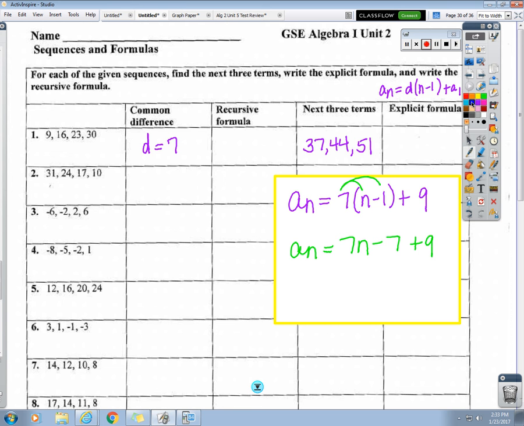And then for my final step, I combine like terms. A sub n equals 7n. Negative 7 plus 9 is a positive 2. Are there any questions on any of the other problems you had to do on this page?